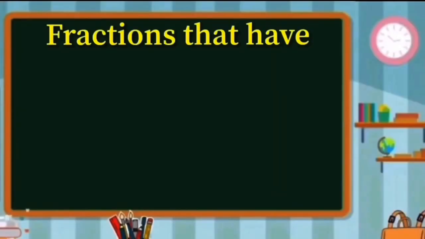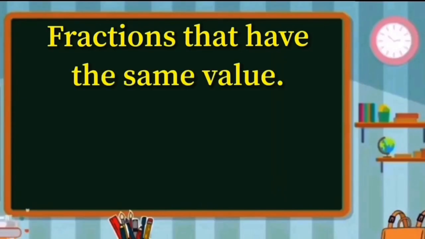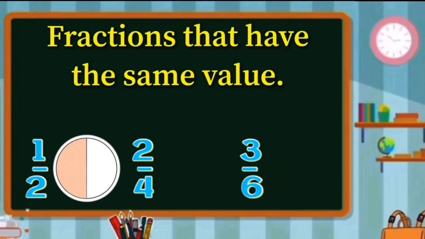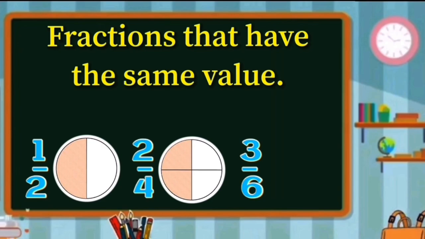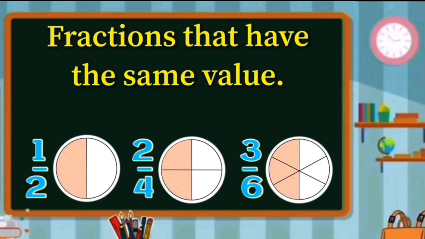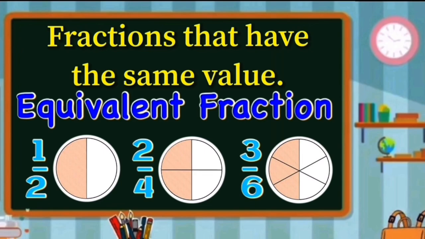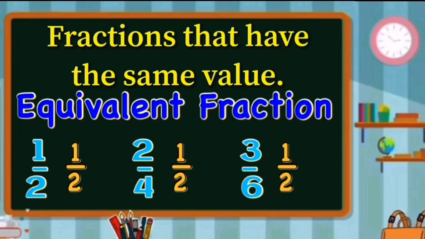And there are also some fractions that have the same value. For example, we have 1 over 2, 2 over 4, and 3 over 6. As you can see, they have different denominators, different number of equal parts, but looking at the figure, they have the same number of shaded portion, which is 1/2. And those fractions are equivalent fractions. Fractions that have the same value.